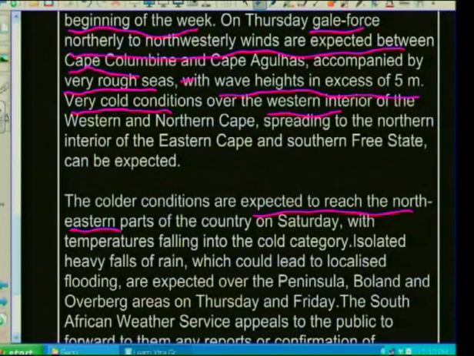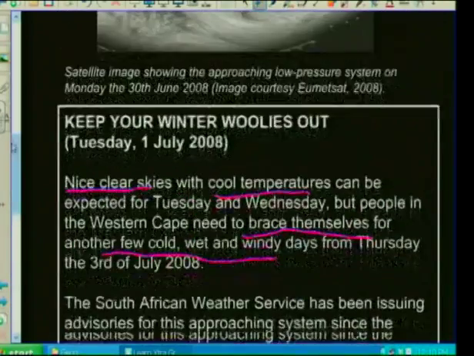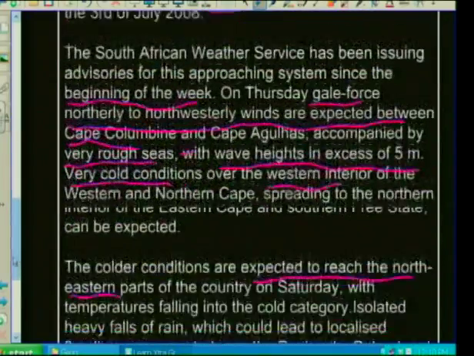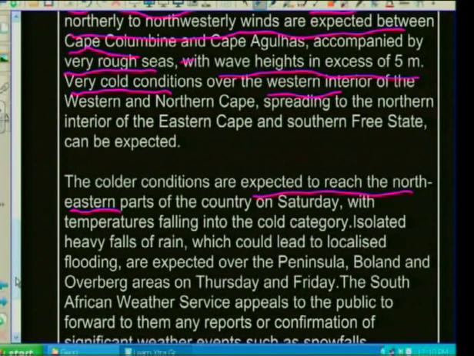The colder conditions are expected to reach the northeastern part of the country on Saturday. So it's quite a big cold front that's coming in. And we saw the size there as we moved up again. We see the size of the front. It's big. So it's coming through. Okay? With temperatures falling into the cold category. Isolated heavy rainfalls are expected, which could lead to localized flooding expected over the peninsula, Boland, and Overberg.